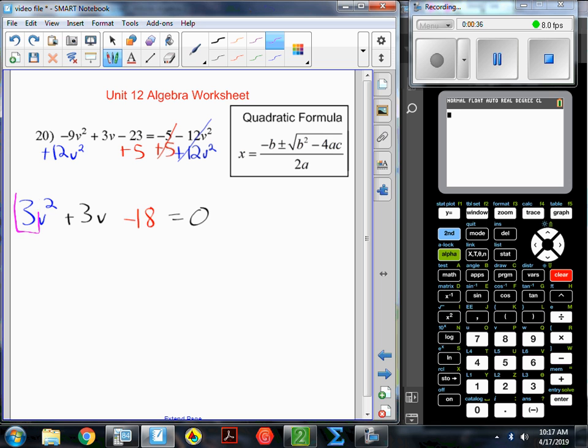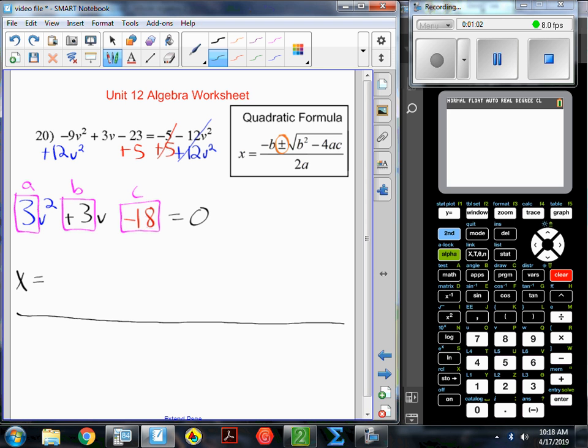Identifying my parts, the 3 in front of v squared is a. The positive 3 in front of v is my b. And the negative 18 at the end is my c. I'm going to show you using this as two equations because of the plus or minus. I'm going to do one equation with negative b plus the square root and another equation with negative b minus the square root, because that's how I'm going to type it into the calculator.